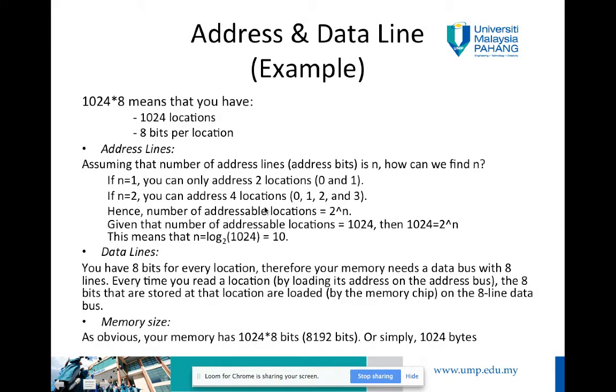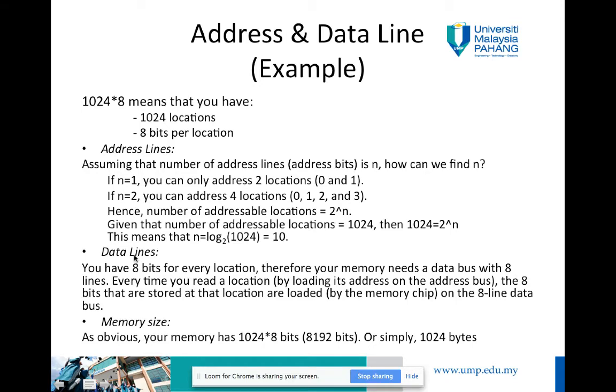For you to address the locations, you can use this formula, 2 to the power of n. For example, given that the number of addressable locations is 1024, then 1024 equals 2 to the power of n. This means that n equals 10. So you can have 10 address lines.